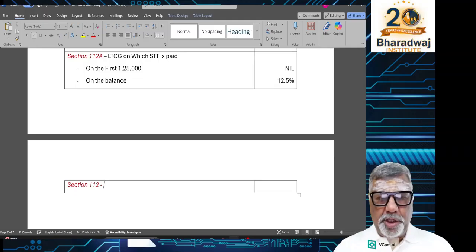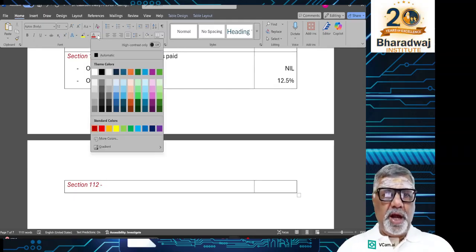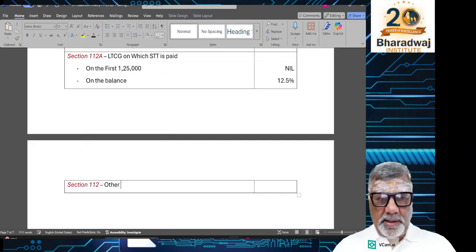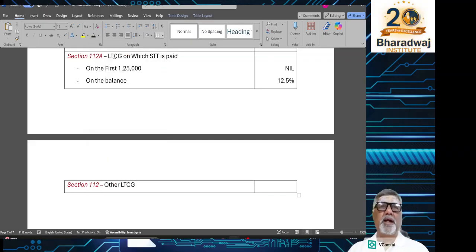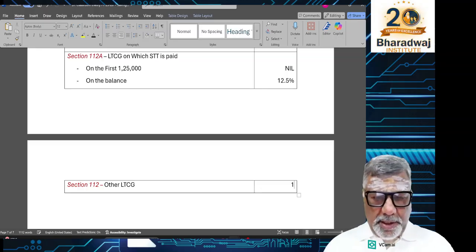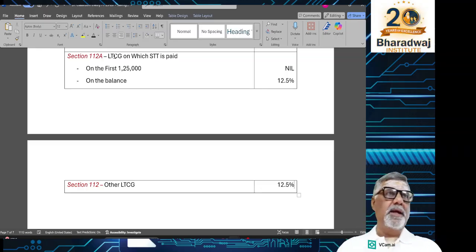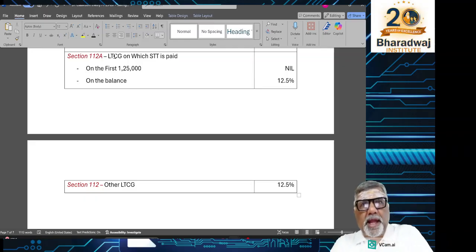Section 112: other LTCG, other than 112A, 12.5%. What is the special provision? Any idea? No indexation, that's okay. Now I'm asking you, is there any special provision applicable?